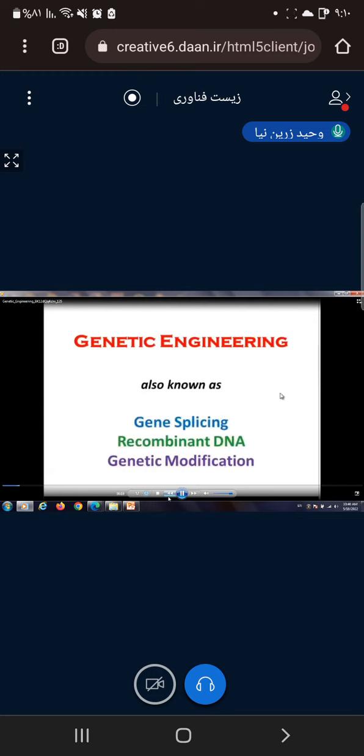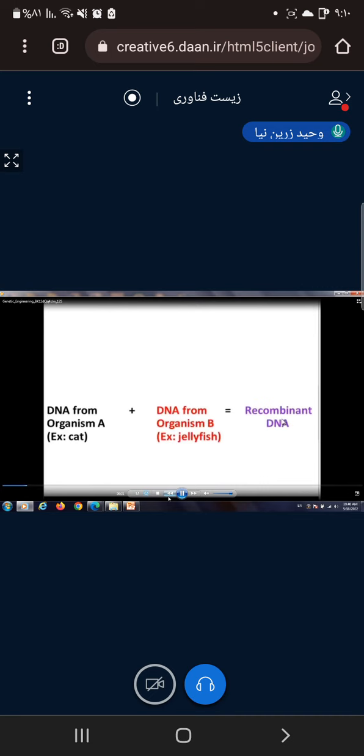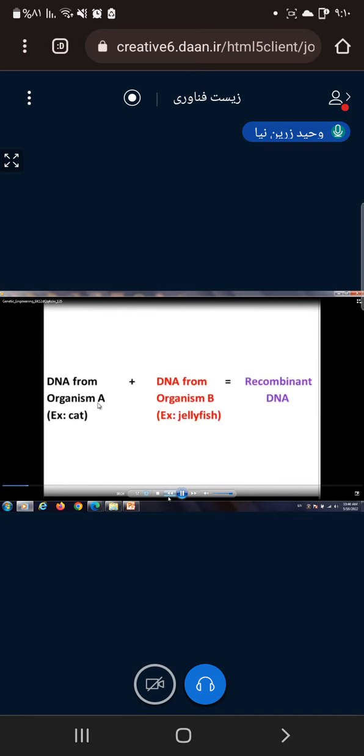Note that genetic engineering goes by different names. You might also hear it called gene splicing, recombinant DNA, or genetic modification. But all of these terms mean the same thing, which is basically this: taking DNA from one organism, combining it with another organism, and getting recombinant DNA, DNA from two different sources.